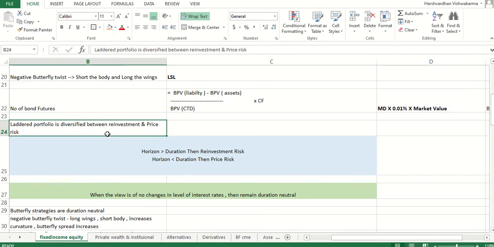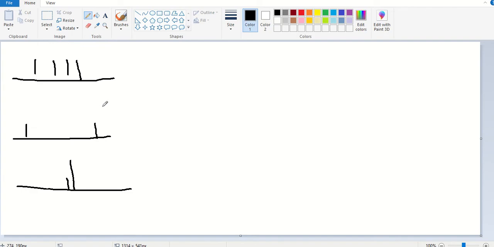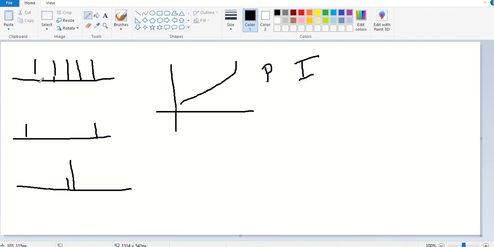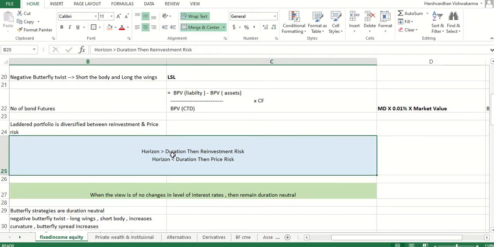For the first part, a laddered portfolio is diversified between reinvestment and price risk. Why do we say this? Because we have a lot of bonds which are maturing at regular intervals. Whenever we have an exposure in the fixed income asset class, we are exposed to the yield curve shape, and however the yield curve shapes, that exposes us to two risks: the price risk and the reinvestment risk. Since a laddered portfolio is diversified across the tenor of the yield curve, it will give you a much better diversified portfolio.